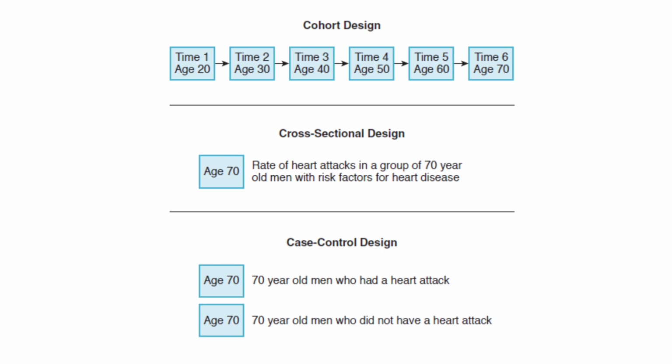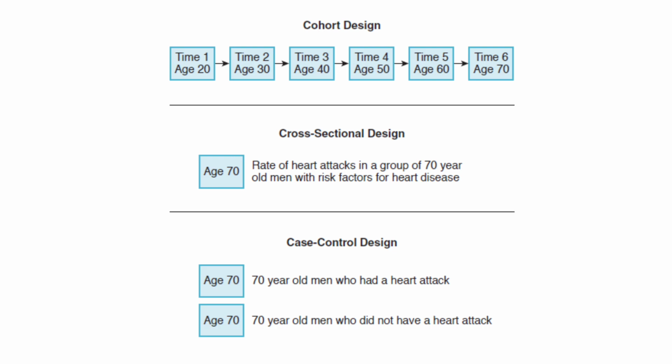At the age of 70, only one time, at one point of time, a certain situation, or at the same point of injury, rehabilitation process and stage of disease, one thing is measured, that is the rate of heart attack in a group of 70-year-old men with risk factors for heart disease. The risk factors and heart disease in these 70-year-old men are measured at one point of time. That is the cross-sectional study design.